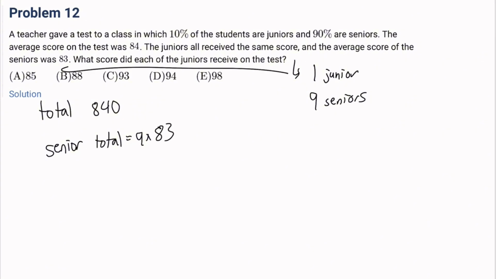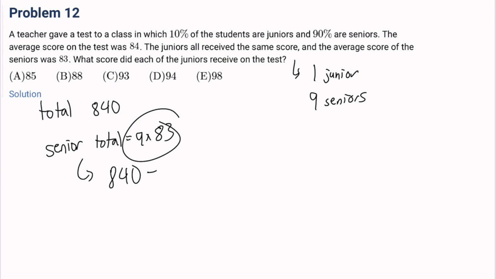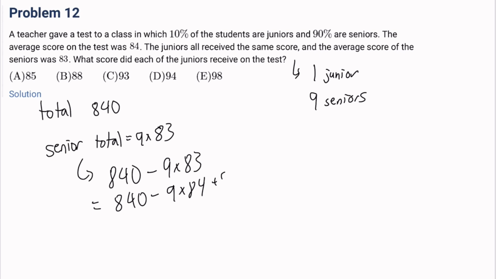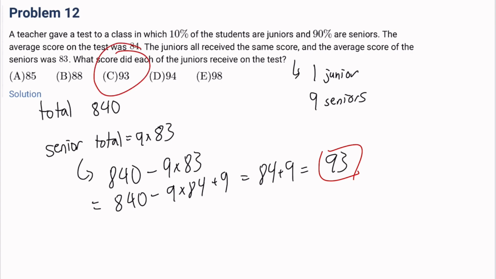And then what score did the junior receive on the test, right? So that's just 840, which is this much, minus the senior's total, 9 times 83, right? Easy way to do this is just to say this is equal to 840 minus 9 times 84 plus 9, right? So this is just the same thing, and so we can just do this first. That's 84. This is 84, and then we just add that much, tack that on, which equals 93. So it's 93, which is C.